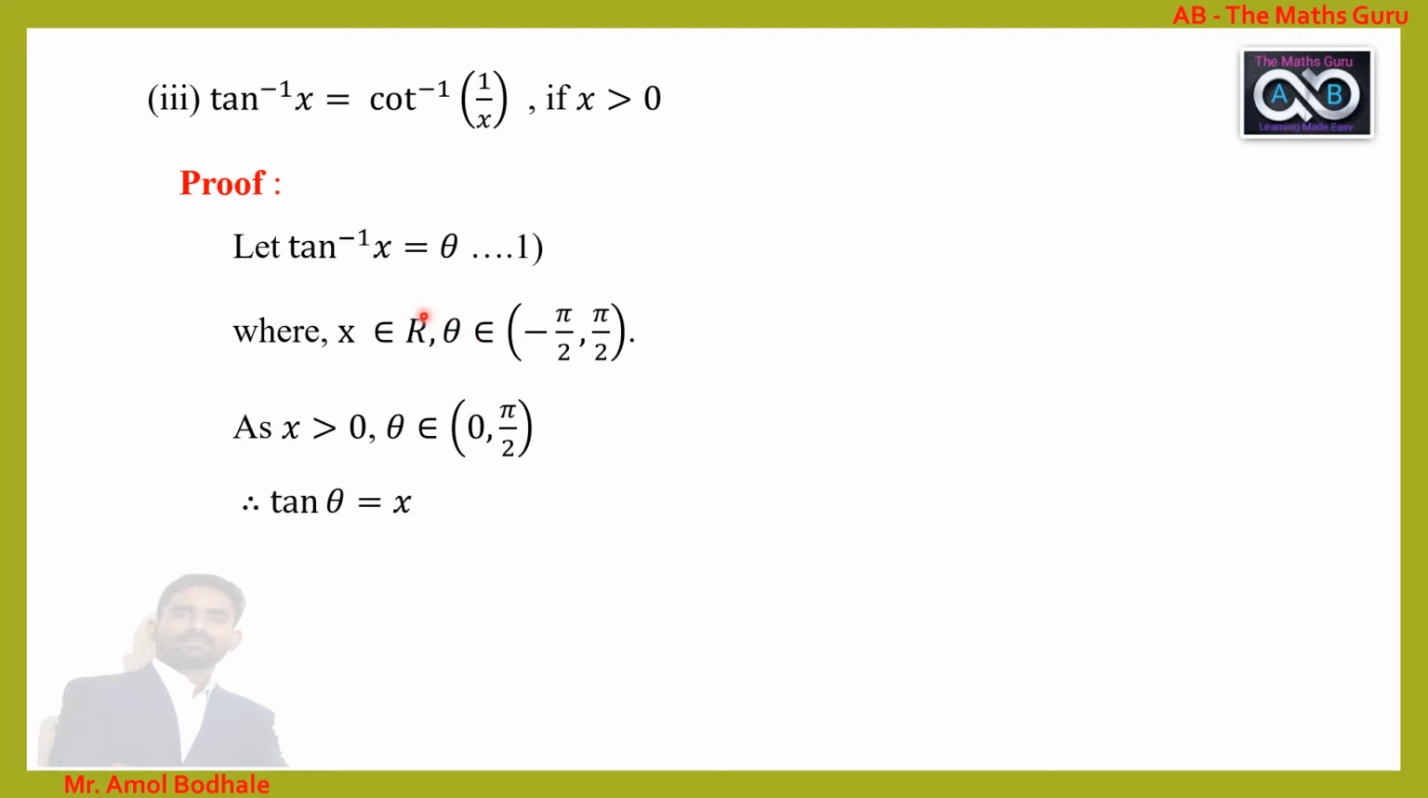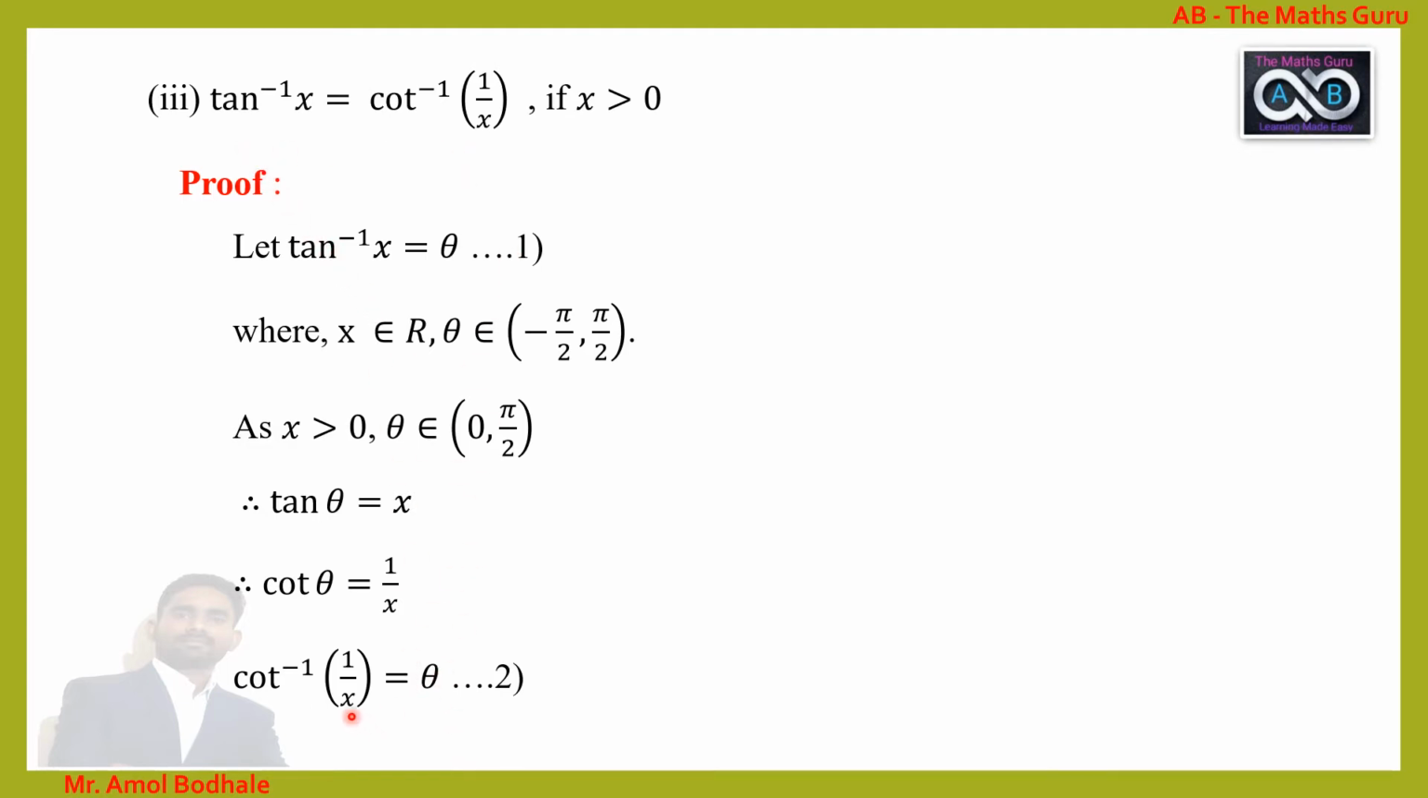So here as tan inverse of x equals theta, we can write tan theta is equal to x. If we take the reciprocal on both sides, we will get cot theta equal to 1 by x. Now from this we can write cot inverse of 1 by x is equal to theta. To write cot inverse of 1 by x is equal to theta from cot theta equal to 1 by x, there are some restrictions on 1 by x and theta. So here tan inverse of x is also theta and cot inverse of 1 by x is also theta. So from 1 and 2 we will get our proof.